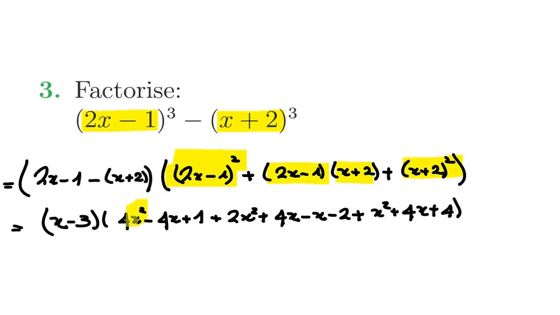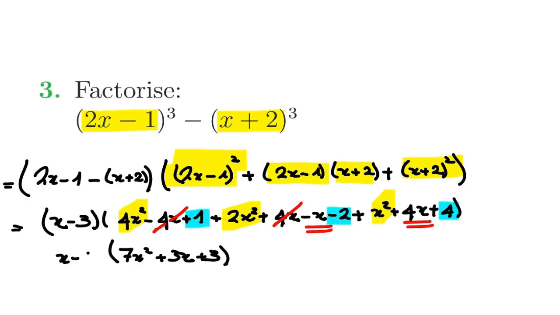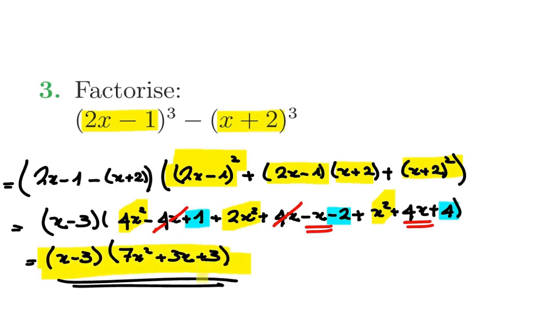Now 4x squared plus 2x squared is 6x squared plus 1 more x squared makes 7x squared. Minus 4x and plus 4x cancel each other out. 4x minus x is 3x, and 4 minus 2 is 2, plus 1 makes 3. And here we also have x minus 3. 7x squared plus 3x plus 3 can't be factored any further. This is our answer. Number 4.